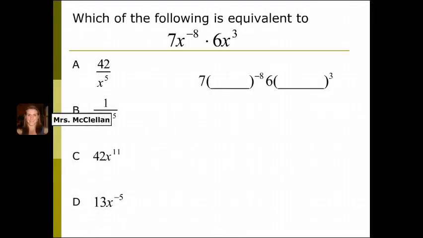Which of the following is equivalent to 7x to the negative 8th power times 6x to the 3rd power? Now this is eligible for our backdoor method because of our keyword "equivalent." If you remember how to use your exponent rules, it's probably much faster to complete this problem using them. However, for those of you who were not very good at memorizing your exponent rules or get nervous on the test, this is another way that you can work this problem out.